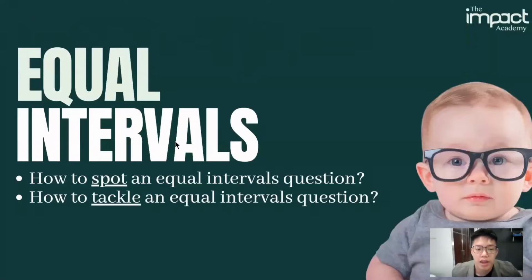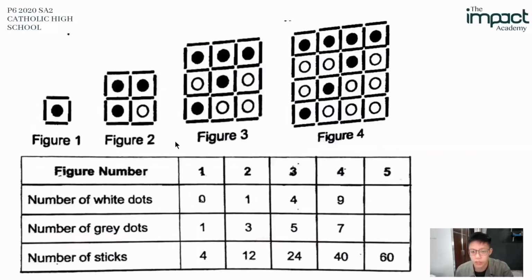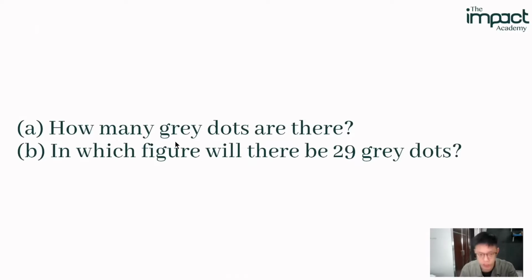Now, at the end of today's video, you will know how to spot an equal intervals question, and you will also know how to tackle an equal intervals question. Today, I'm going to use this question from P6 2020 SA2 Catholic High School to solidify my teaching. Before I start doing it, I'm going to just give you the question. As you can see over here, how many gray dots are there, and in which figure will there be 29 gray dots? We will not do it first until we understand fundamentally how to tackle it.